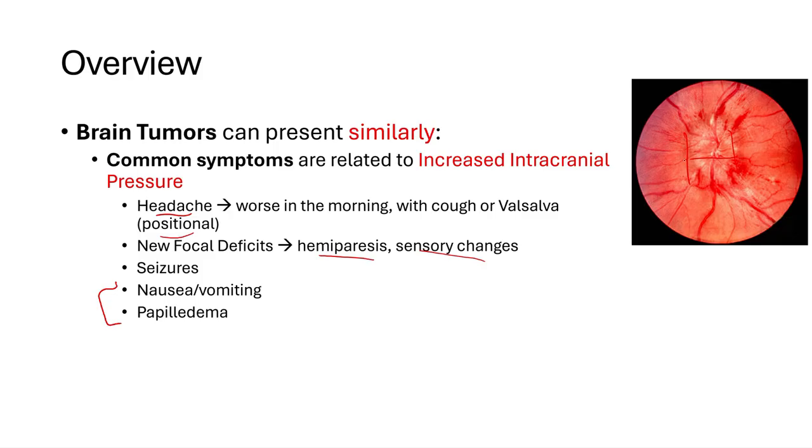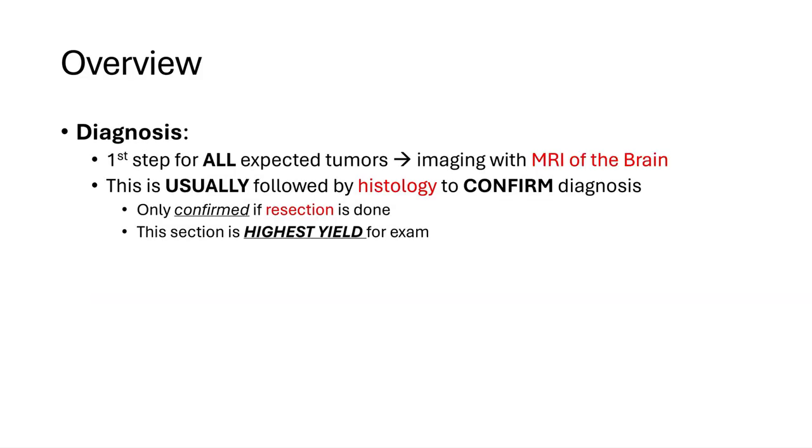Now, these symptoms aren't specific to any one brain tumor that we'll discuss today. They can occur across all of them. As we go through this lecture, I'll try to point out symptoms that are more characteristic of certain tumors. For diagnosis purposes, this is almost always stepwise, with the first step for all expected brain tumors being imaging. This is almost always done with an MRI of the brain.